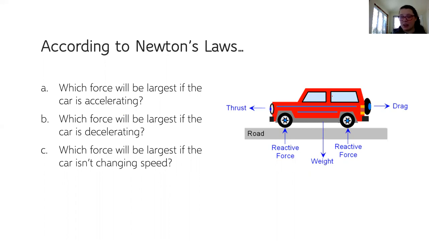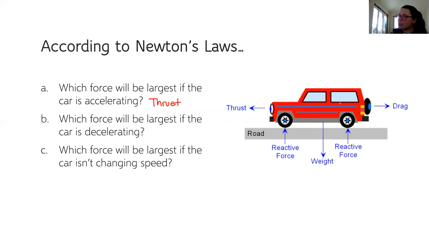Okay, we slow down. If you put more force from the engine, we speed up. So if thrust is the largest, we're going to have acceleration. If the car is decelerating, slowing down, that must mean there is less force from the engine and more force from drag to slow it down.